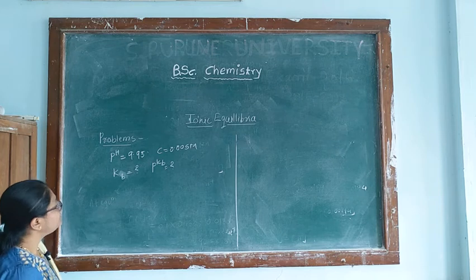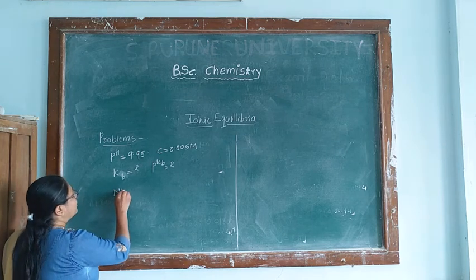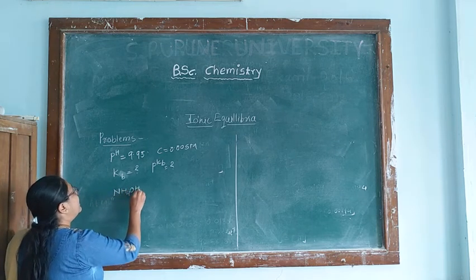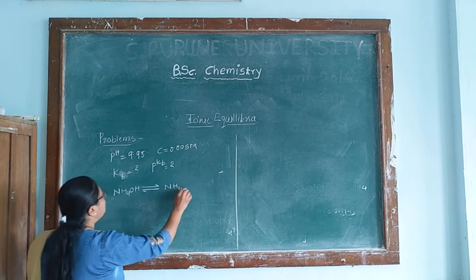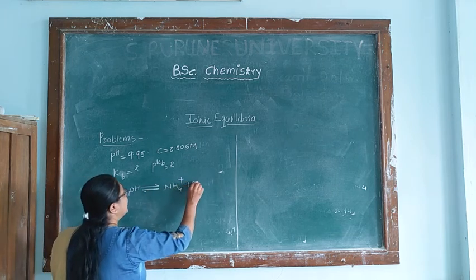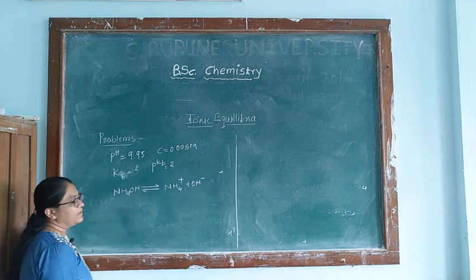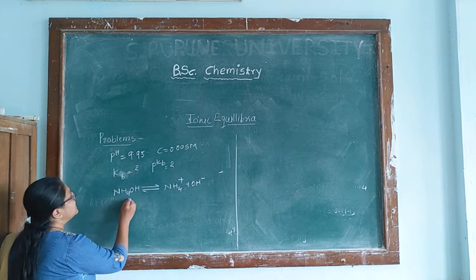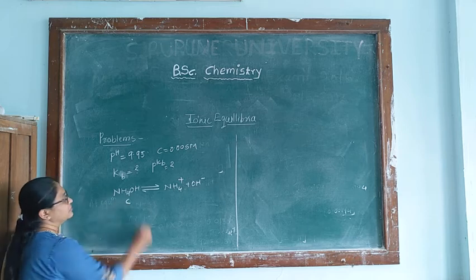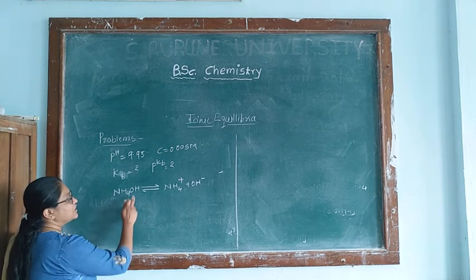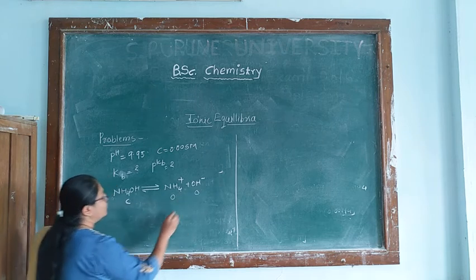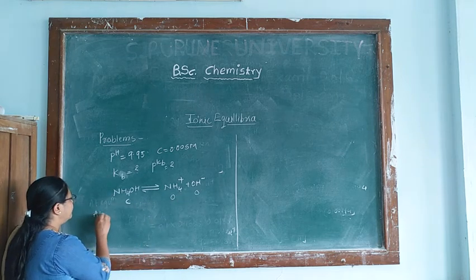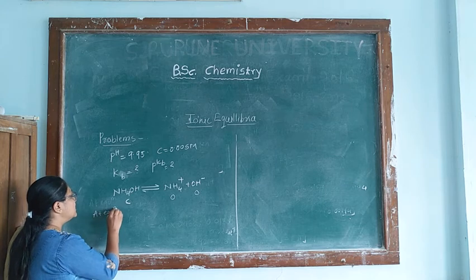Now again, ammonium hydroxide we know dissociates weakly, as this is a weak base, so it will dissociate as NH4 plus and OH minus ion. Now if I consider that C is the initial concentration of ammonium hydroxide, the initial concentration of the ions will be 0. At equilibrium, what will their concentrations be?